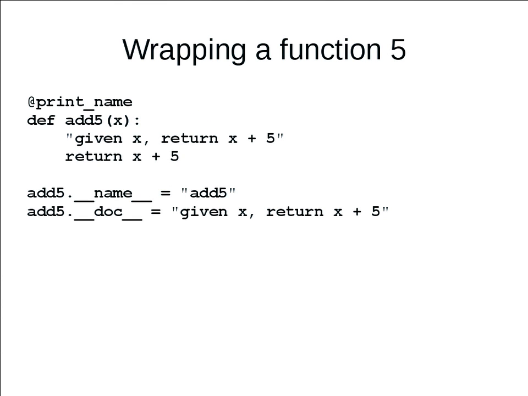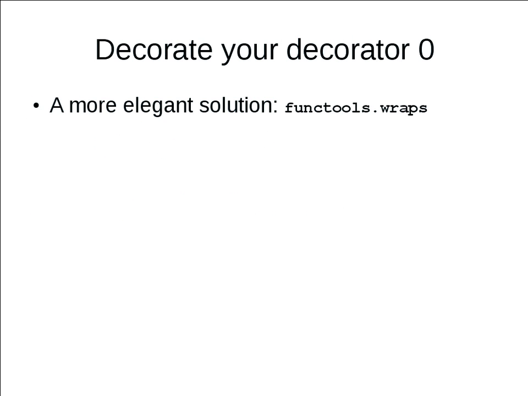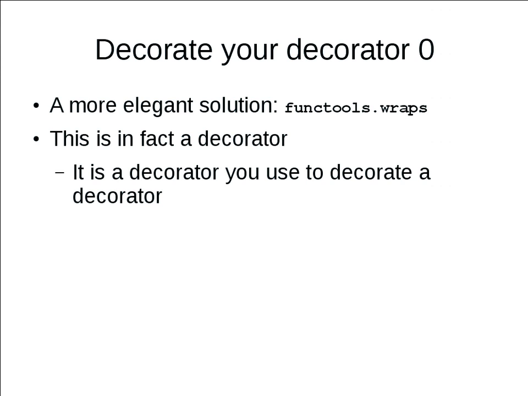The brain dead way to fix it is right here. We can just smash in the values that we wanted. But you know it's Python. You know it's going to be more elegant than this. Python's functools module provides a function called wraps. Wraps is a decorator that you apply to your decorators. A decorator to decorate a decorator. Inception level 2.